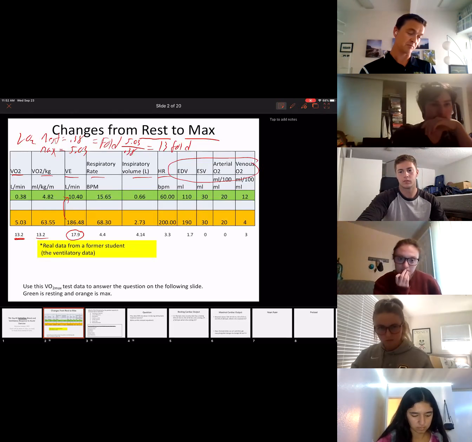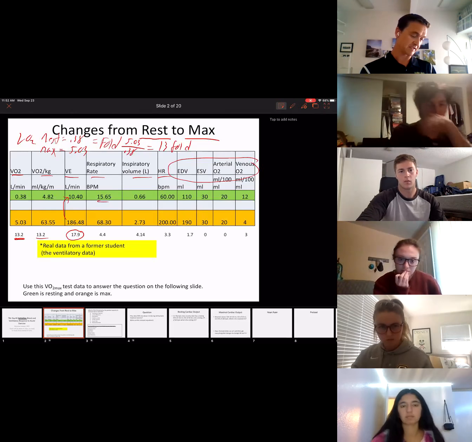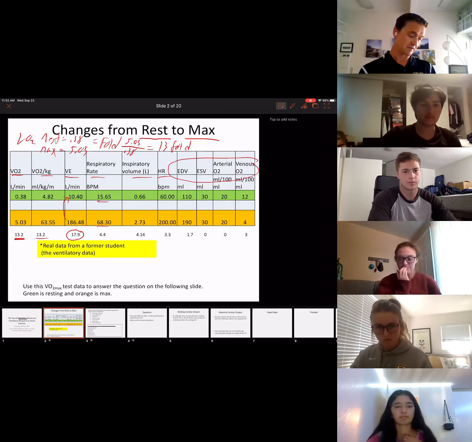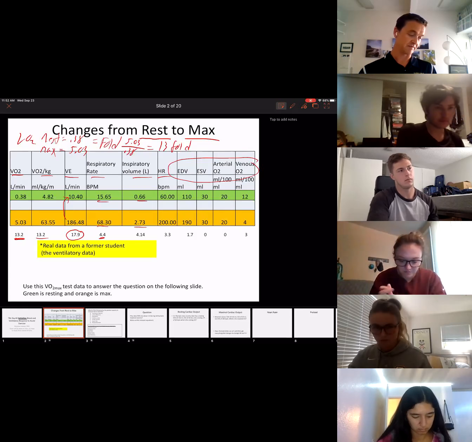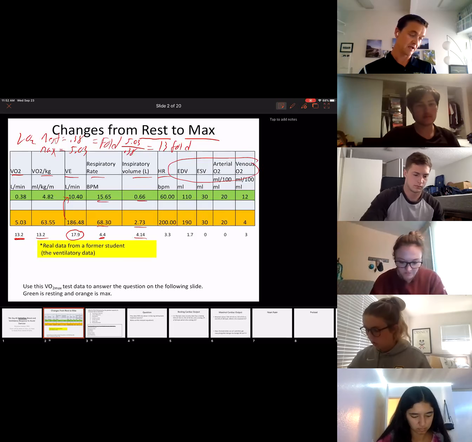Respiratory rate, that's just breaths per minute, right? So we went from about 15 to about 68. That's a 4.4. Inspiratory volume, so this is how much comes in with each breath, right? Went from about 0.6, about 2/3 of a liter, to about 2.75 liters. That's a 4-fold change, okay?